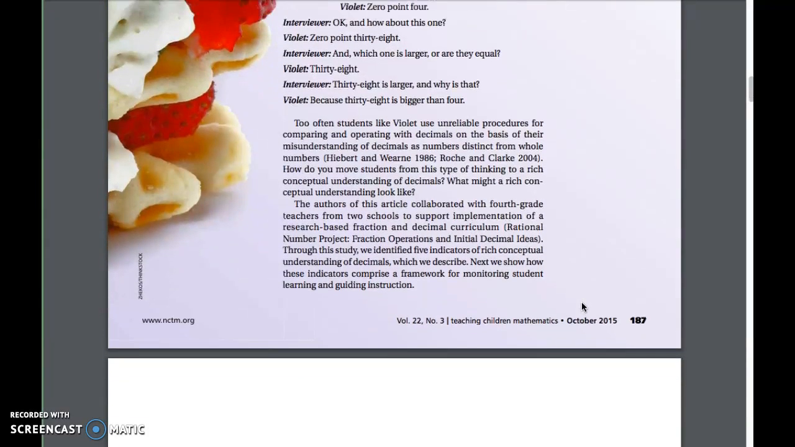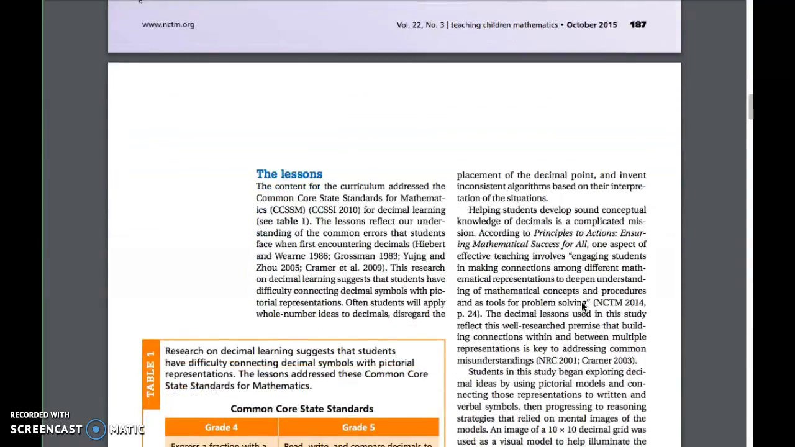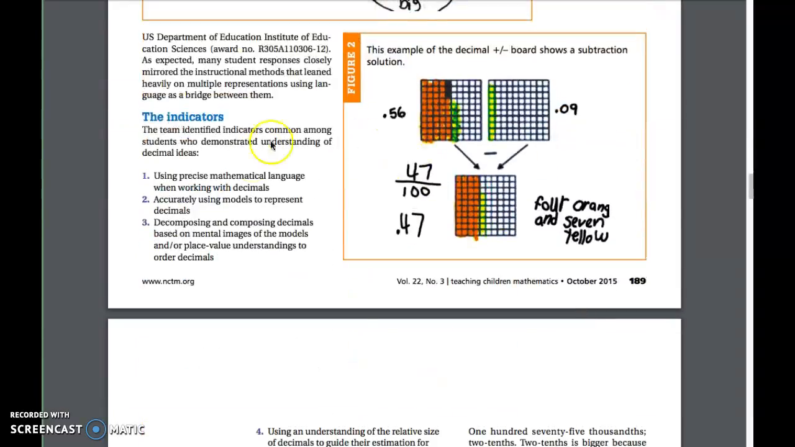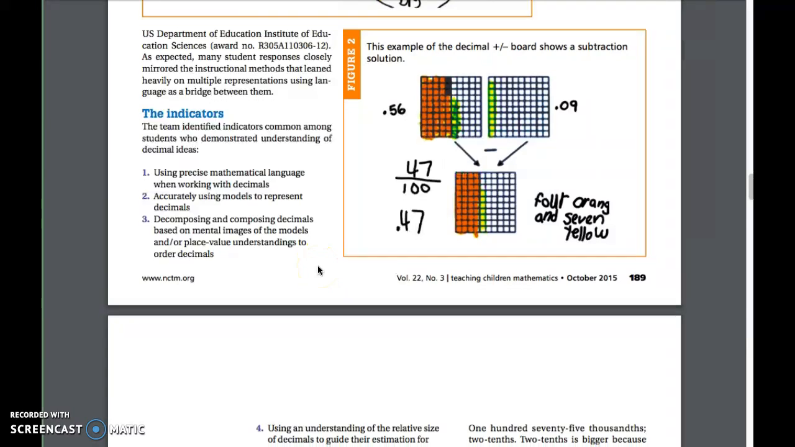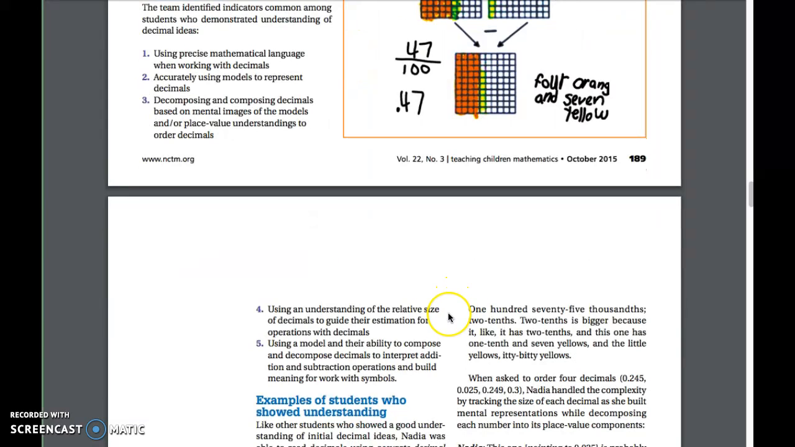So, as the article begins, the team identifies indicators that are common among students who demonstrated understanding of decimal ideas. So down here are the key indicators: using precise math language, using models to represent, being able to decompose and compose, using mental images, understanding of the relative size of decimals to support their estimation, and also being able to interpret addition and subtraction operations and then build off of that into the algorithm or other conceptual understandings.